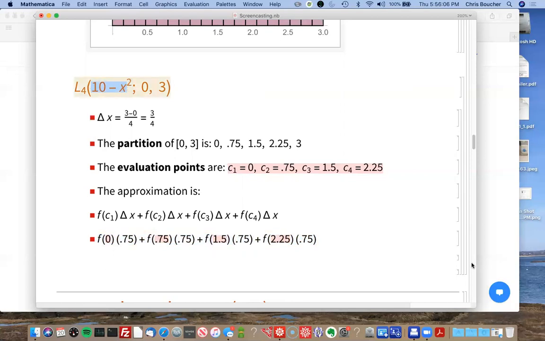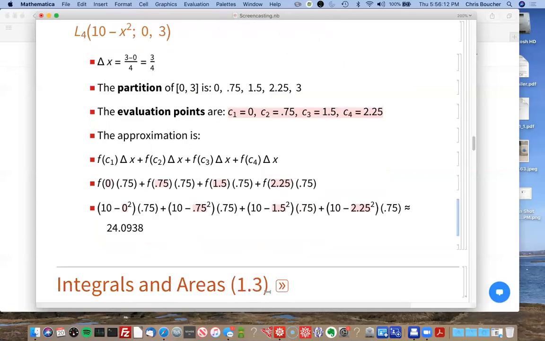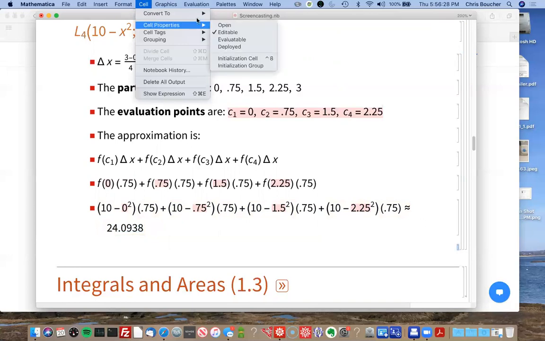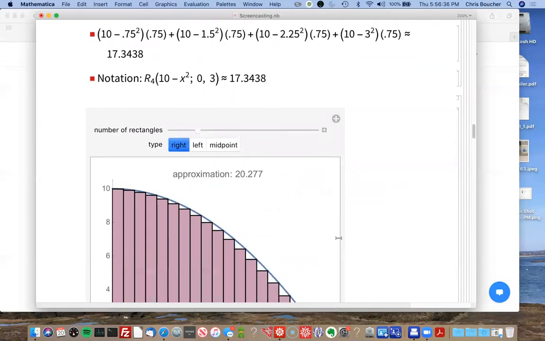So these function evaluations are pretty straightforward. When you use that definition of the function, this is what happens, right? F of 0 is 10 minus 0 squared. F of 0.75 is 10 minus 0.75 squared, etc. I throw this whole thing into a calculator, and it comes out to be about 24 and change. And so that's our answer. The problem was to compute this L4 thing, and we say it's 24.09.